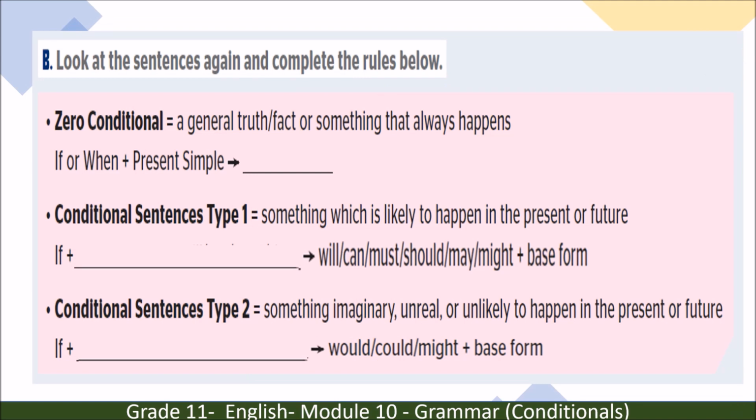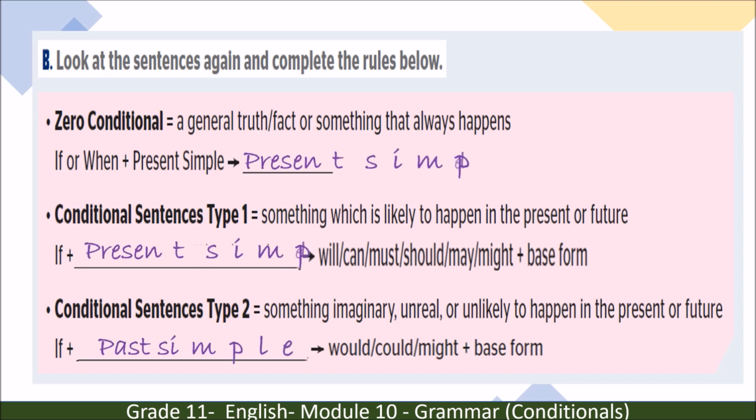Now exercise B. Look at the sentences and complete the rules below. You are supposed to complete the rules for zero conditionals, first conditionals, and second conditionals. Pause the video, complete the rules, and come back to check your answers. Yes, here are the answers. I'm sure you answered all the questions correctly.